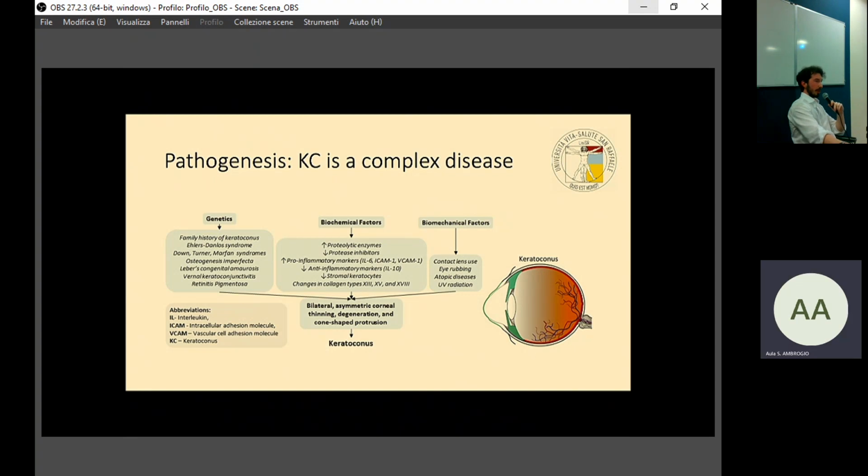So we said there are some biochemical factors that we said before, the proteolytic enzymes, the pro-inflammatory cytokines. We have a disruption at the level of the collagen with important genetic consequences. In fact, there have been several studies evaluating the presence of a genetic mutation in keratoconus. But actually, it was shown that none of these genetic associations were associated with the higher risk of development of keratoconus.